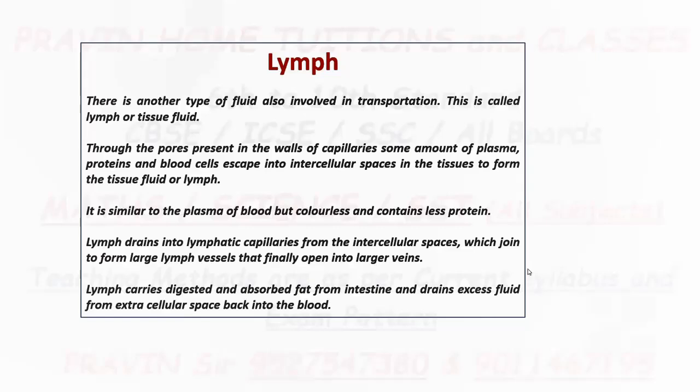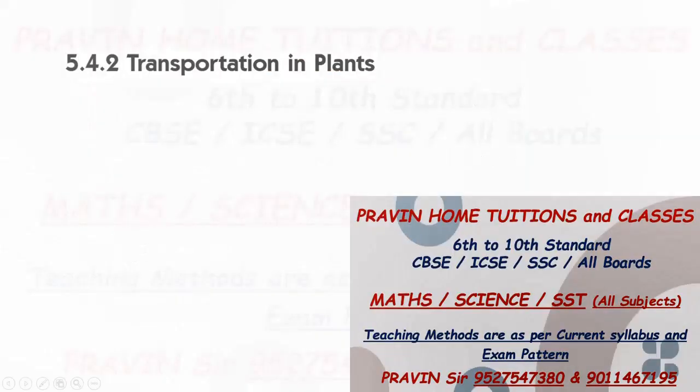Lymph carries digested and absorbed fat from the intestine and drains excess fluid from extracellular space back into the blood. So, lymph is the tissue fluid. It is formed in between two tissues and in between two cells. That's why it is intercellular fluid.